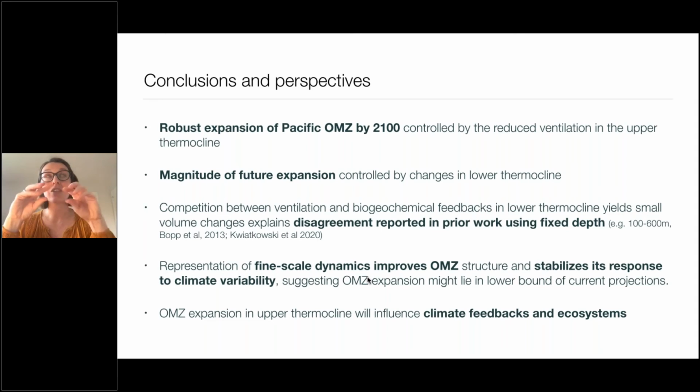Lastly, I showed that the OMZ expansion is mostly in the upper thermocline. Most of the volume is in the lower thermocline, but the expansion, in the models, is mostly in the upper thermocline, and that has a significant implication for climate feedbacks and ecosystems that live in that upper part of the ocean and the interface with the atmosphere. And that's it.